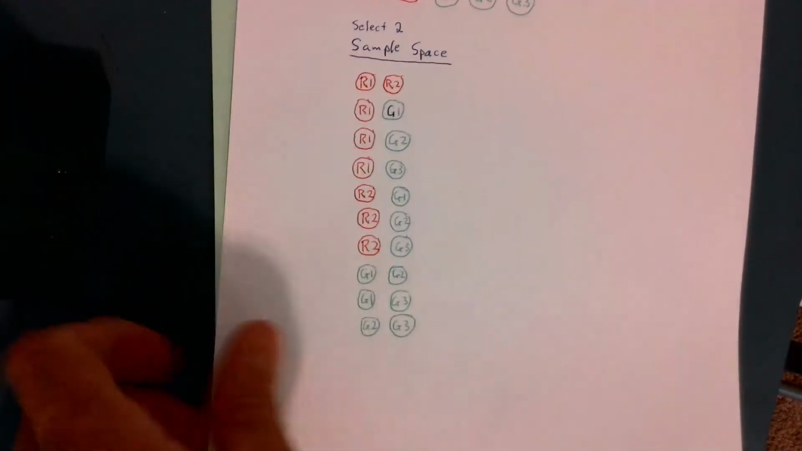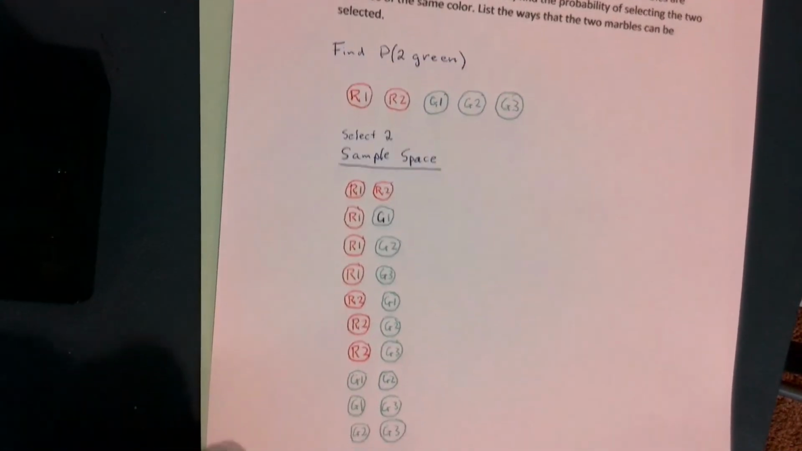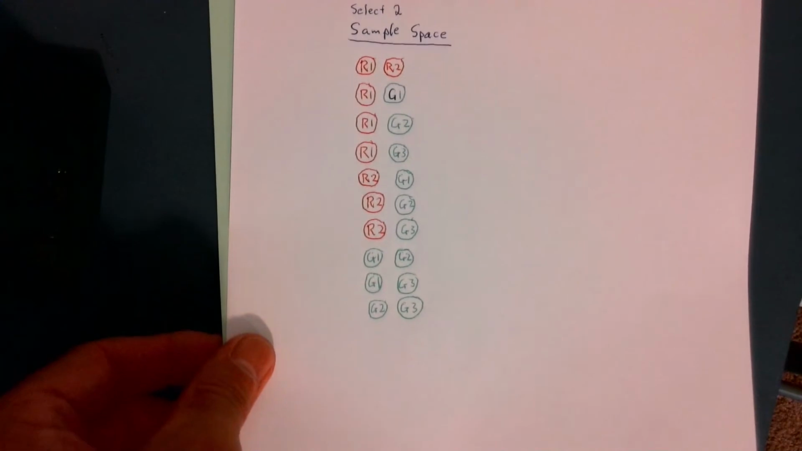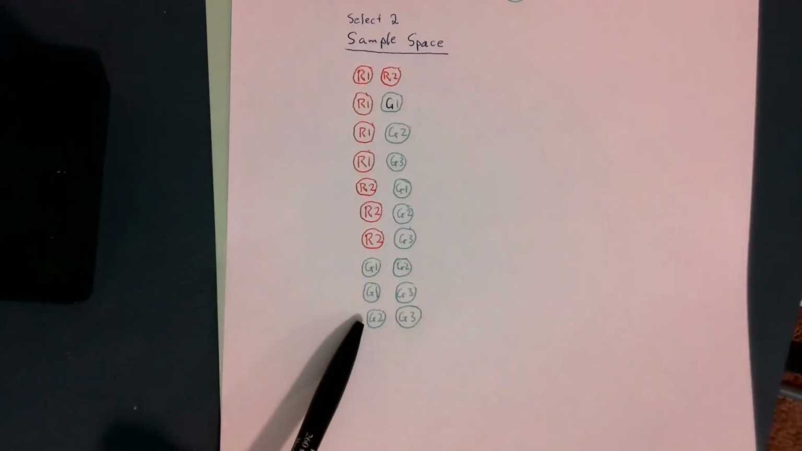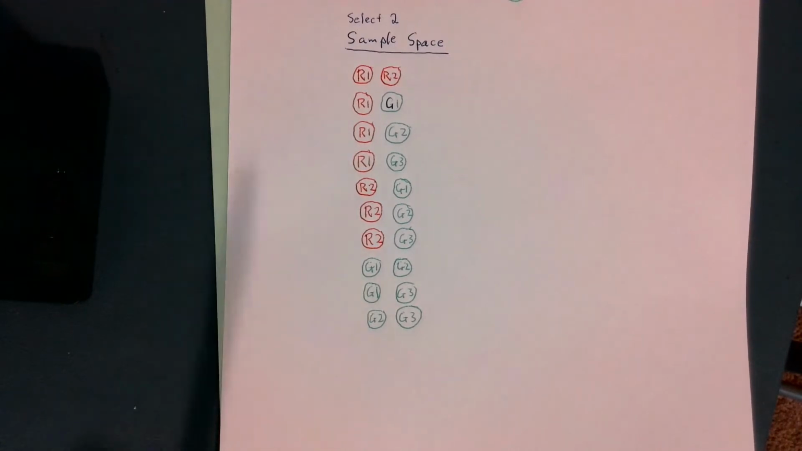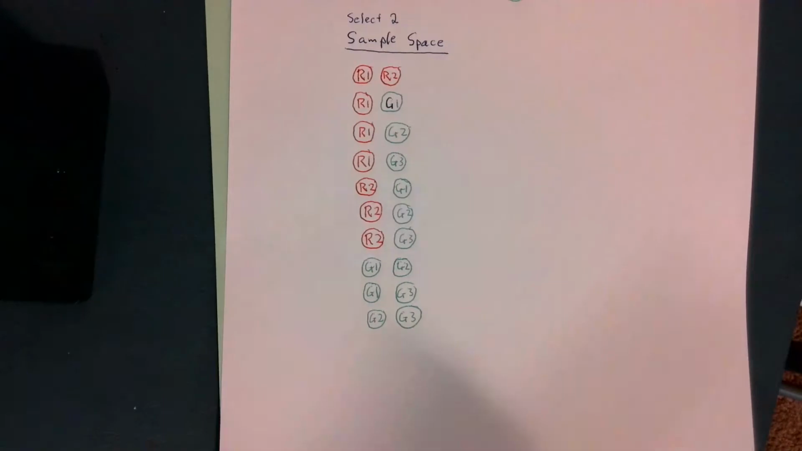So then the way you can figure out the answer for the probability of selecting 2 green is simply by counting. We have 10 possible outcomes, and then we count the number of outcomes in which we select 2 green. So that would be 3 out of 10. So that should be our answer. The probability of selecting 2 green marbles would be 3 out of 10.